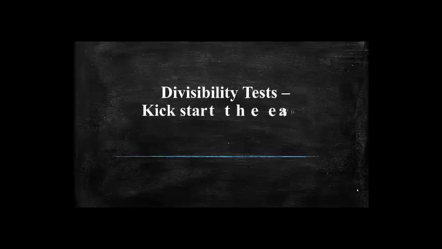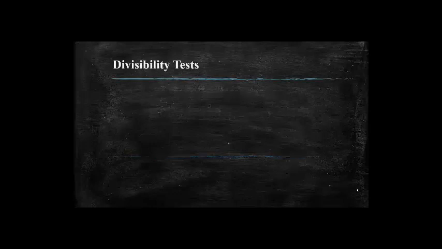Welcome to Aptitude Simple. In this video we are going to kickstart the easy ones for the divisibility test: how to check a number is exactly divisible by 2, 3, 4, 5, 6, 8, 9 and 10. This is just a basic fundamental for the beginners. So let's get into the concept.